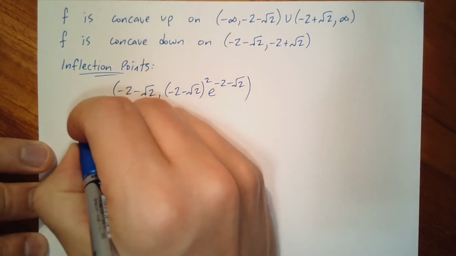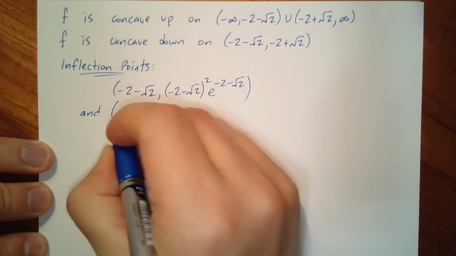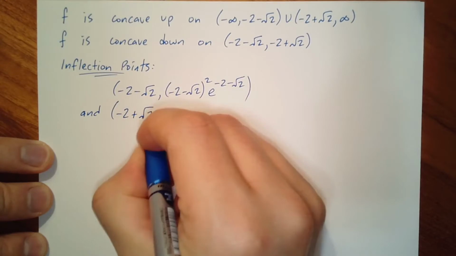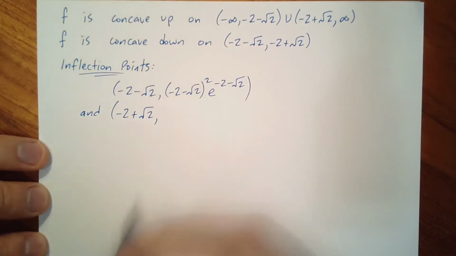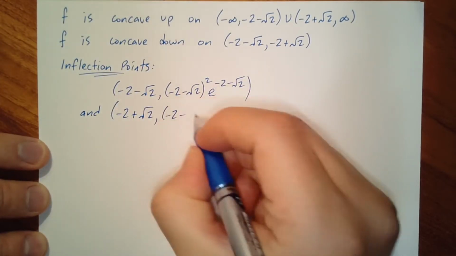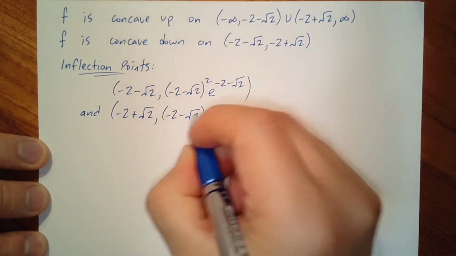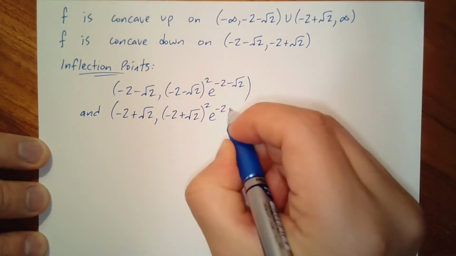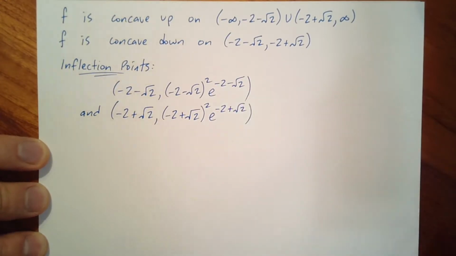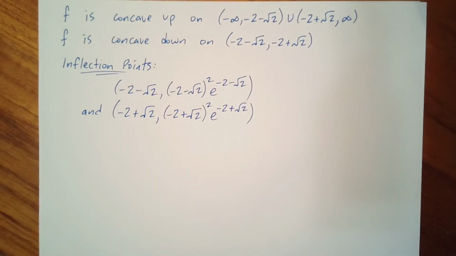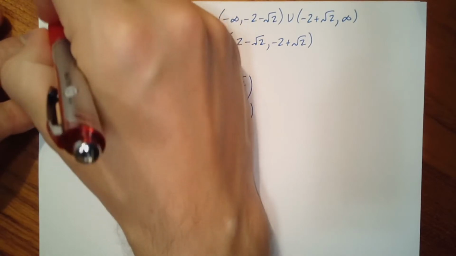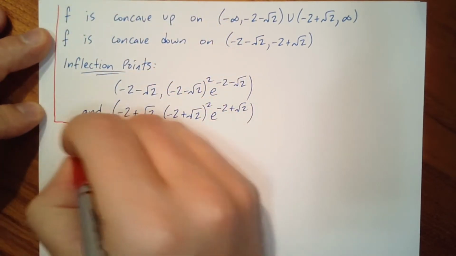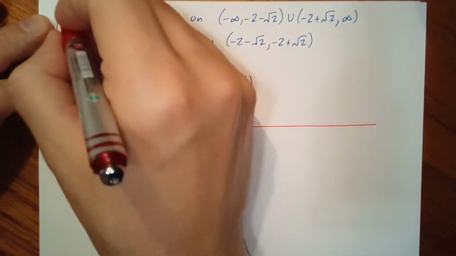And the other one, which I'll write below, we had negative 2 plus root 2. And the y-coordinate was negative 2 minus root 2, or pardon me, negative 2 plus root 2 squared times e to the negative 2 plus root 2. So that is your final answer for that example. Has all the information summarized.